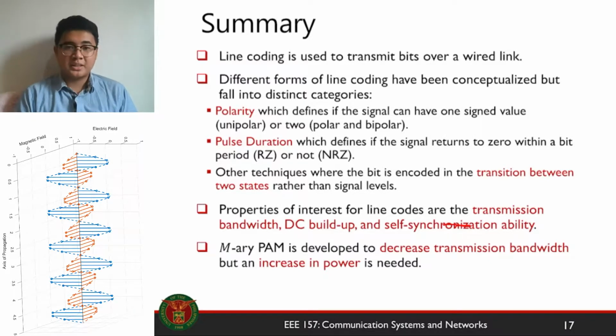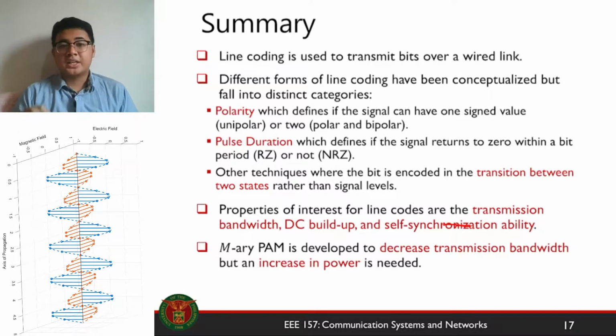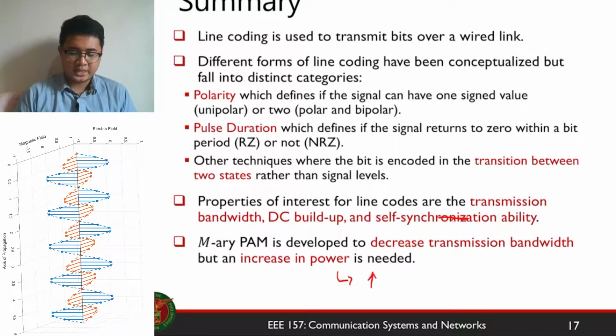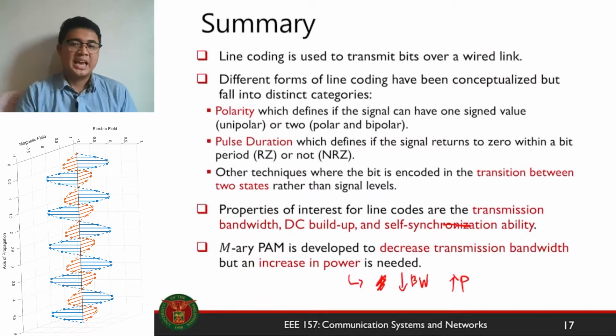If we're really limited in bandwidth, but we're not limited in power, we can use M-ary PAM. So we can decrease the transmission bandwidth for an increase in power. So there's some form of trade-off here. If you want to decrease the bandwidth, you can increase the power so you can fit more symbols in your digital modulation. And this is a unique trade-off in a digital modulation system actually. And we will talk about this more when we go into bandpass modulation techniques.